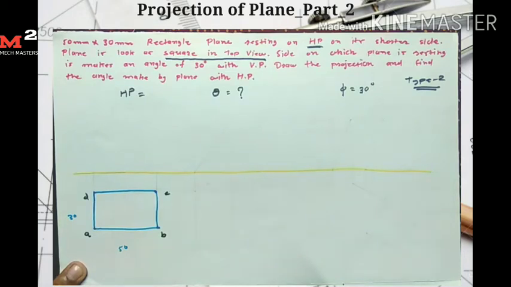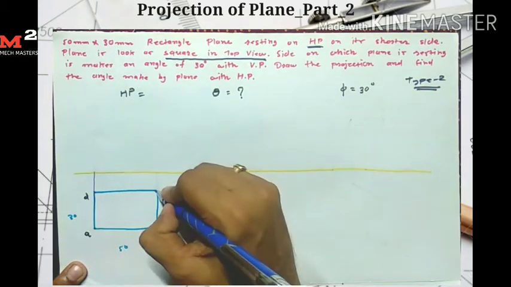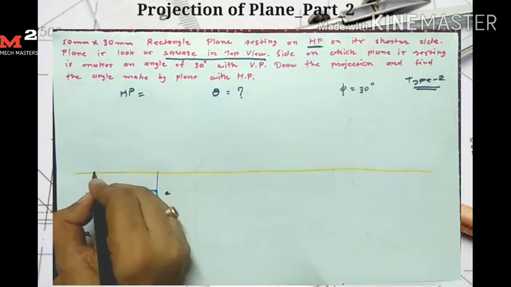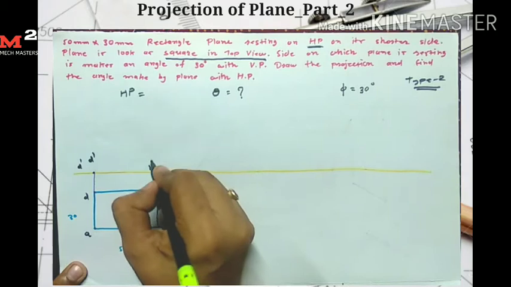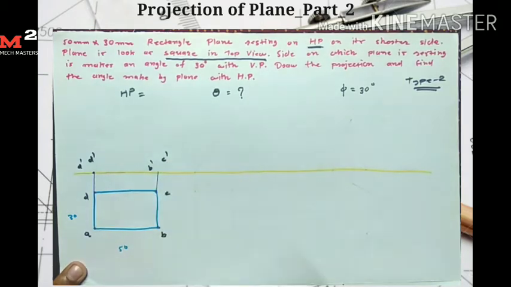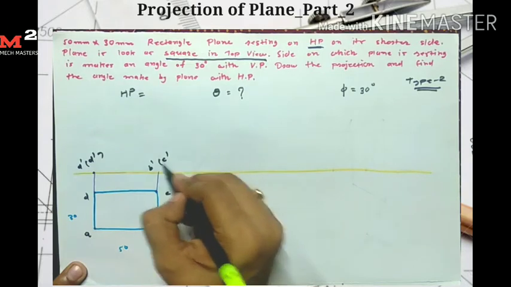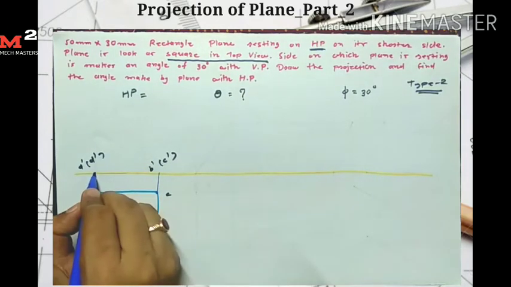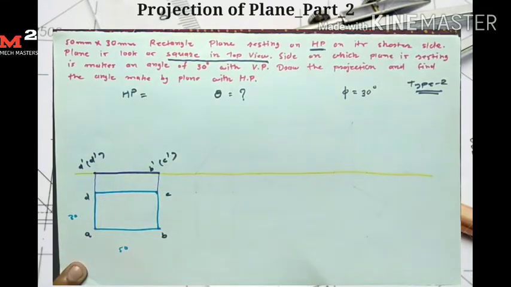Now for drawing the front view, I simply take the projection here on the reference line. Here I get my points A dash, D dash, and here I get my points B dash and C dash. Here the D dash and C dash points are hidden points. So this line gives me the front view for stage 1.